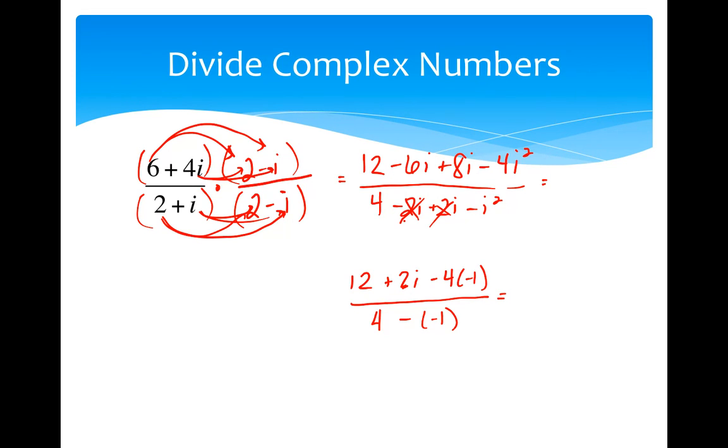So again, we just need to clean that up a little bit. We've got negative 4 times negative 1, so that's a positive 4, which can then get combined with that 12. So 12 plus 4 is 16, plus 2i. And then in the denominator, 4 minus negative 1 is really 4 plus 1, or 5. So 16 plus 2i over 5.